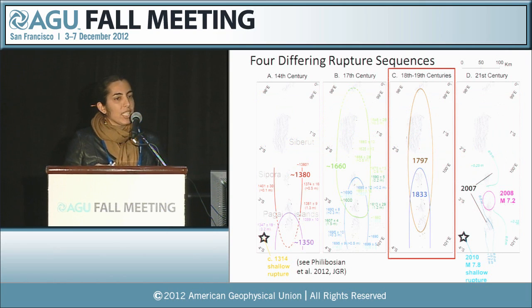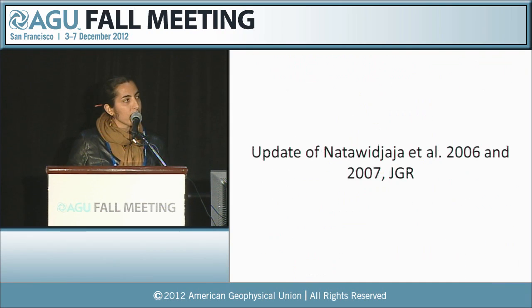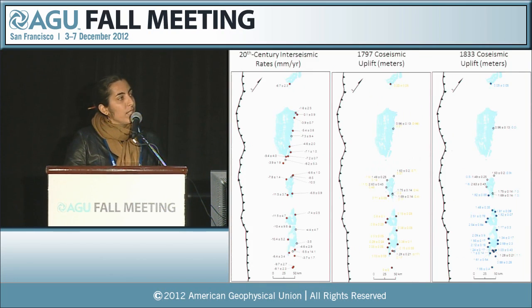We can investigate that diversity of rupture in more detail by looking at the historical rupture sequence. This is an update of earlier work by Mentawai et al. The relevant data here are the 20th century interseismic rates, the measured coseismic uplifts in 1797, and inferred total coseismic uplifts based on the back projection of these rates.